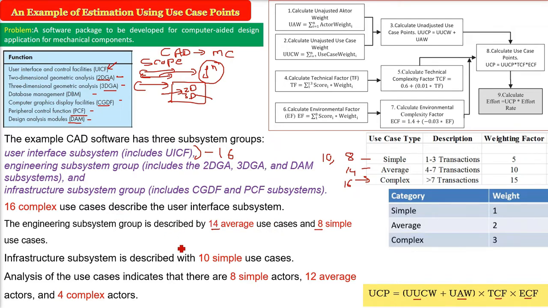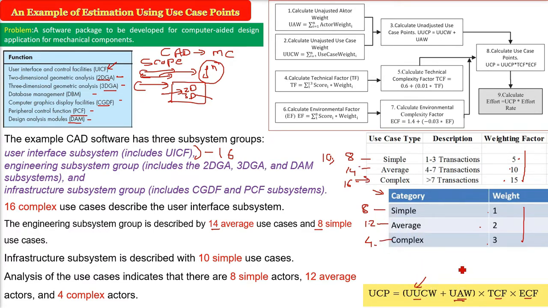Now we assume that we have 8 simple actors. So now this box is for actors. 8 simple actors, 12 average actors and 4 complex actors. Okay. Now how do we compute the final value of UUCW and UAW? We multiply with the weight factor, and then we add 8 into 1, 12 into 2, and 4 into 3. Then we add. So the first value will be UUCW, the second value will be UAW.